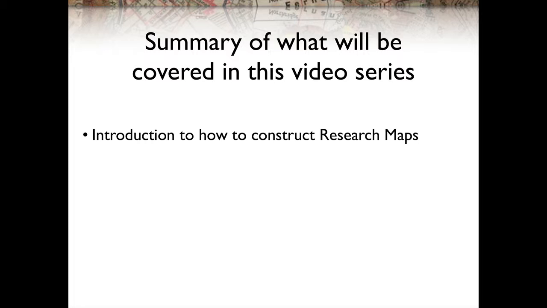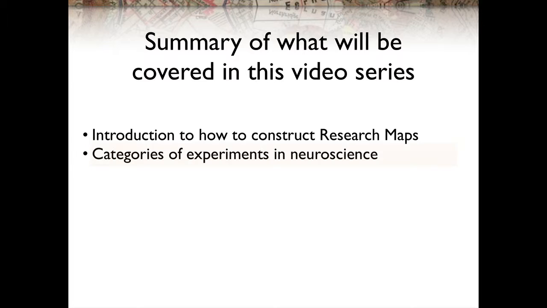So what will we cover in this video series? After this introduction on how to construct research maps, we will then cover components that are critical for research maps, including categories of experiments in neurosciences. Of course, you map experiments, you map experimental findings, so a basic understanding of the different categories of these experiments and how they are treated in the maps is critical if you're going to assemble your own map.